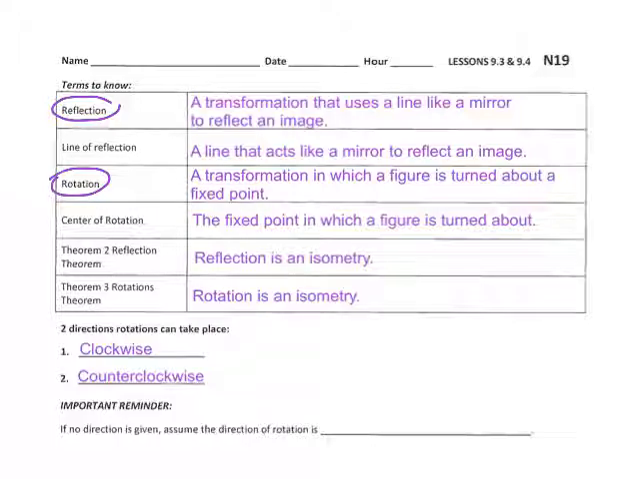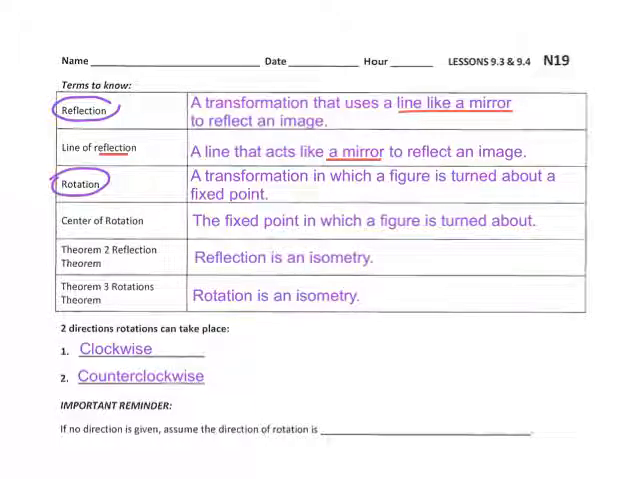A reflection is a transformation that uses a line like a mirror to reflect an image. That line that we use is called a line of reflection, and that's the one that acts like a mirror, and we're going to use it like a mirror to reflect an image over that particular line.